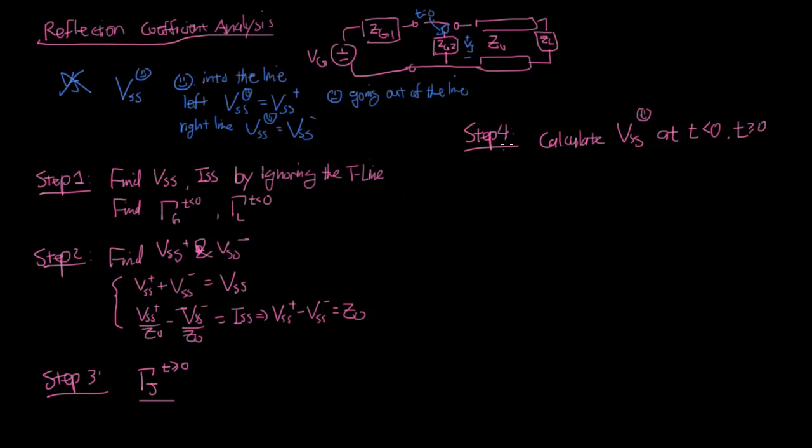In this example, VSS smiley face is referring to VSS plus, and vice versa. If all your analysis is on the right hand side, VSS smiley face is referring to VSS minus.